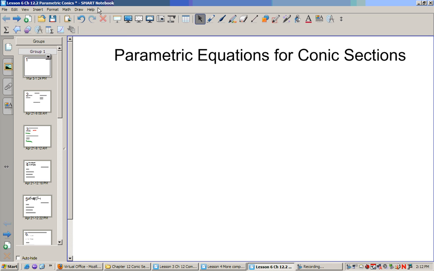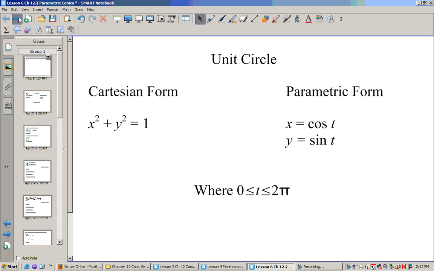Hi, welcome to the last section of this chapter, Lesson 6. Today we're going to learn about parametric equations for conic sections.